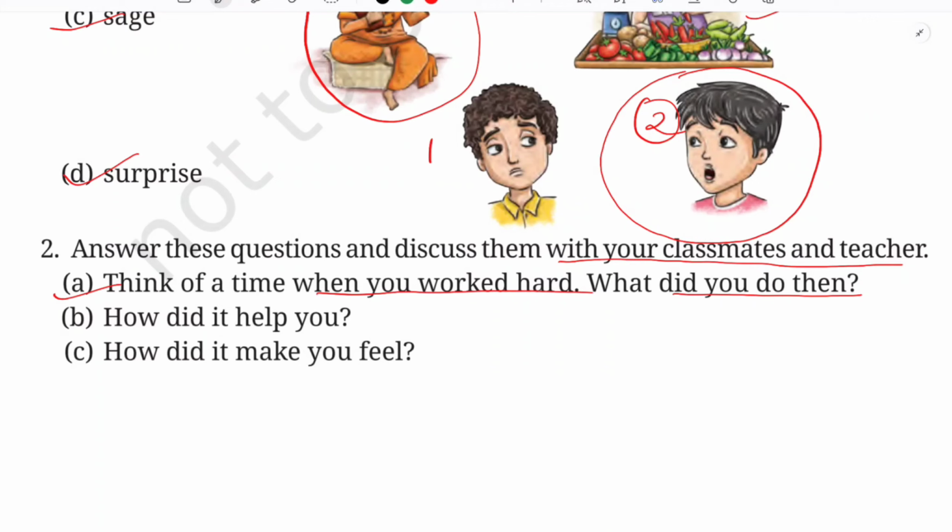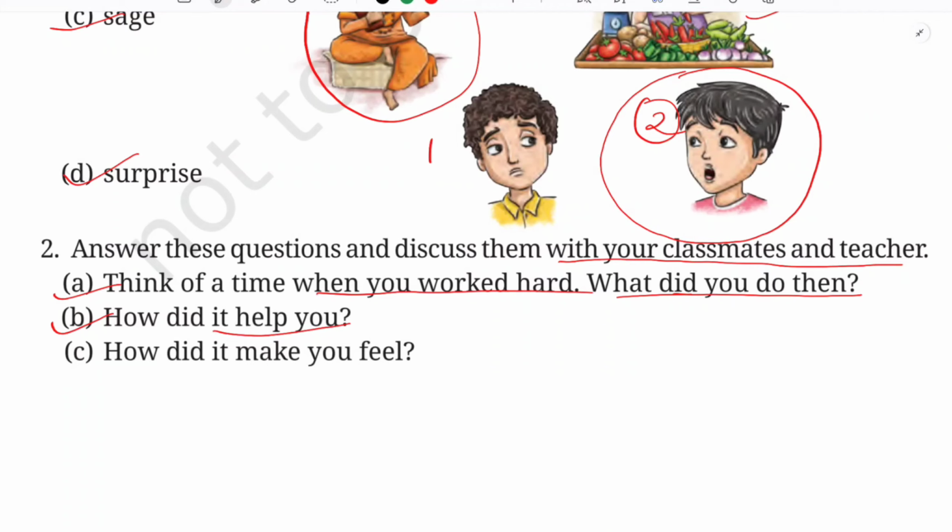You can share in the comment section as well. For example, you might have worked very hard for your exam, or something else. You can write about that. And what did you do then? How did you work hard? What were your strategies? You can write about all those things here. And the second question is, how did it help you? For example, let us take that you have worked really hard for your exam. How did it help you? It gave you pleasure, isn't it? It might have given you a very good score in your exam through your hard work.